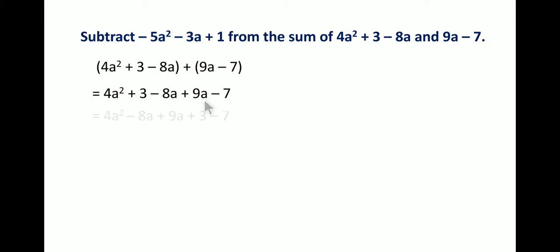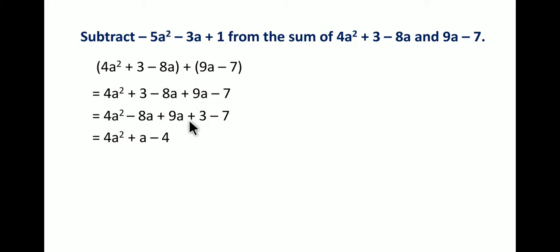Now we'll bring the like terms together. 4a squared does not have any like term, but minus 8a and 9a are like terms, and 3 and minus 7 are like terms. So 4a squared, the first term, remains as it is. Minus 8a plus 9a, different signs, we subtract, and we write the difference a, with the sign of the greater value, which is positive, so it's plus a.